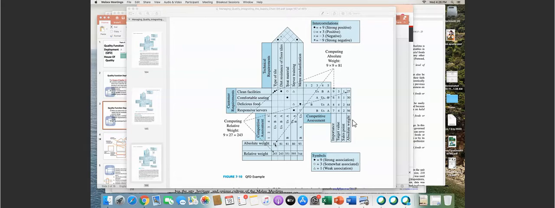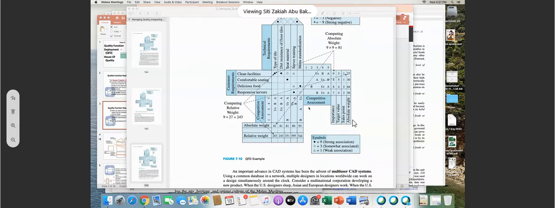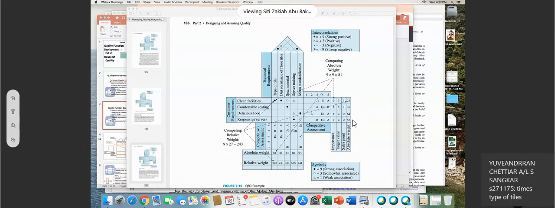9 times 9, where? What times what? Please remember importance, right? This column, the association times the importance. Then you put the value on the absolute weight. This is for type of tiles. This class will only learn this, only QFD, okay?